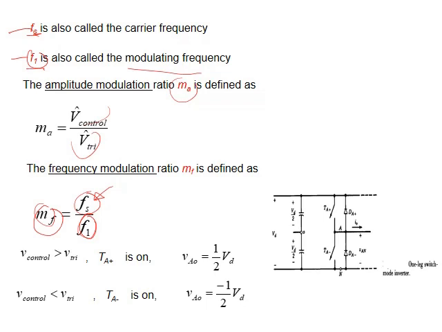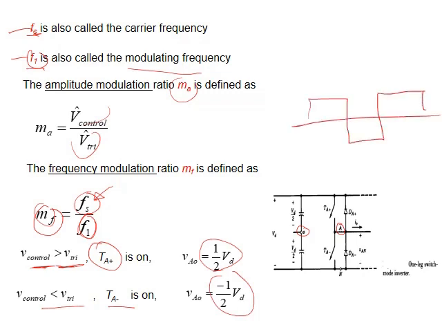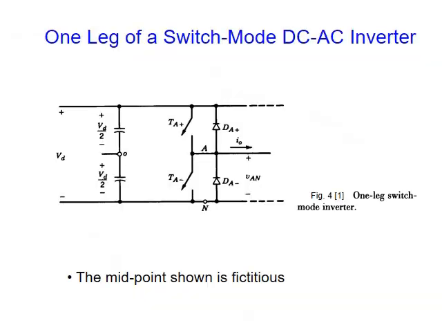Now here we can see that when V control, I will show you on the graph next slide, is greater than V triangle, TA positive will be on, and the voltage between A and O will be VD over 2. But when V control is less than V triangle, TA negative will work, and it will be the same voltage but negative. So just a minute, it looks like the output will be positive, negative, positive. Oh, this is what we talk about AC. This is the definition of AC. Okay, this is my one leg switch.